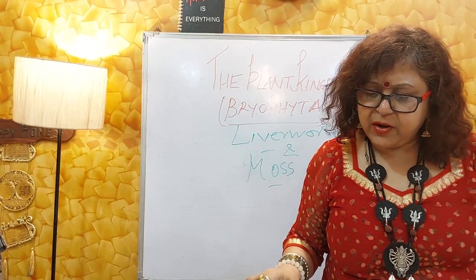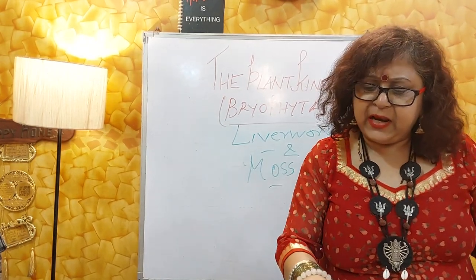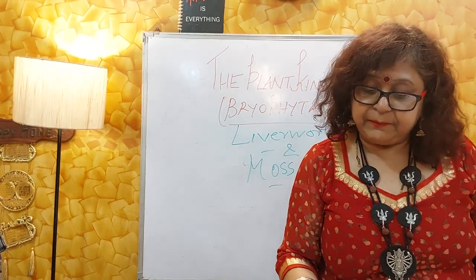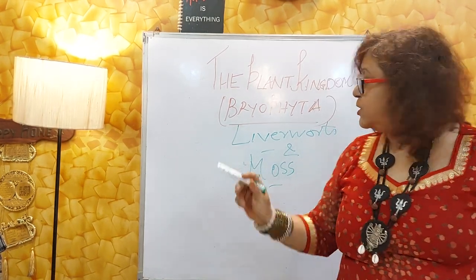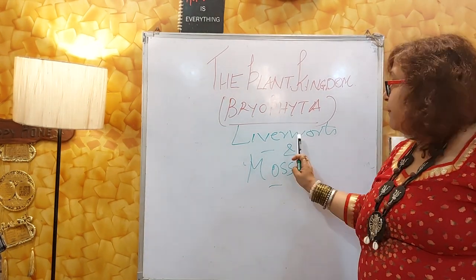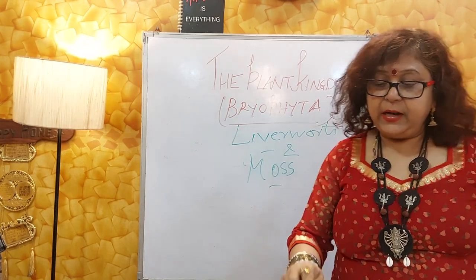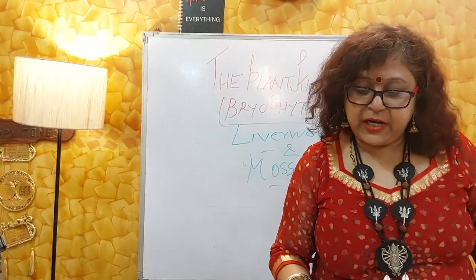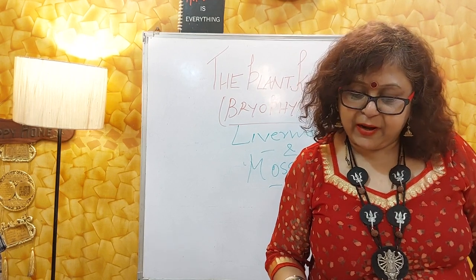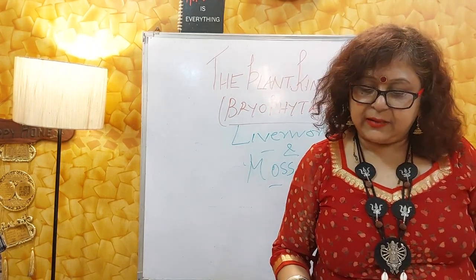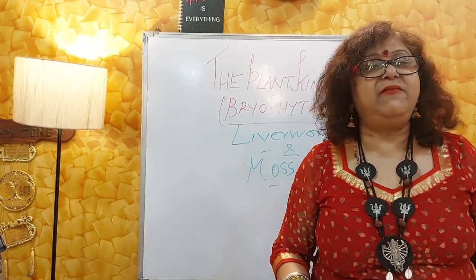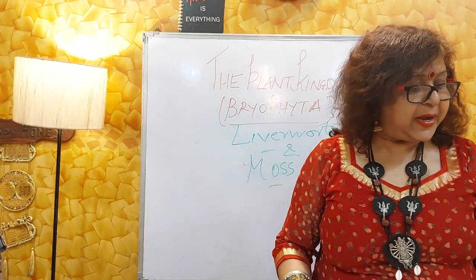Now for this, how will we see? What about the liverworts? The liverworts are also known by another scientific word, Hepaticopsida, and mosses are known by the word Bryopsida. Hepaticopsida, Bryopsida. Now liverworts grow in moist, shady places such as the banks of streams, marshy, damp soil. And what are the characteristics of Hepaticopsida? First is the plant body. The plant body of the liverwort is thalloid, as you saw here, Marchantia.